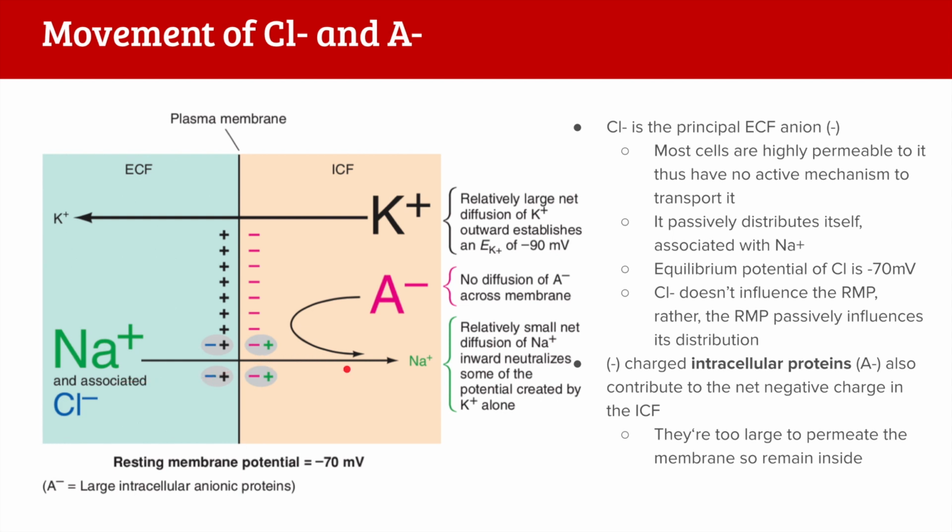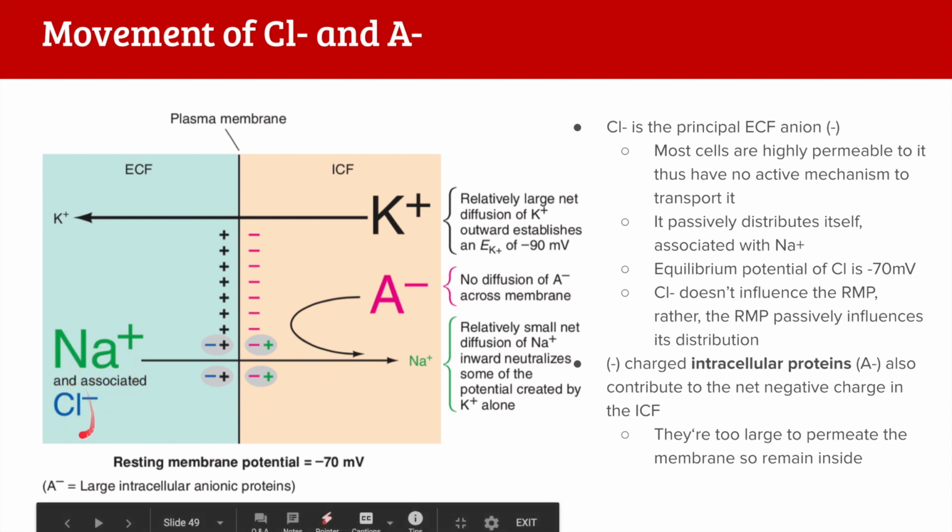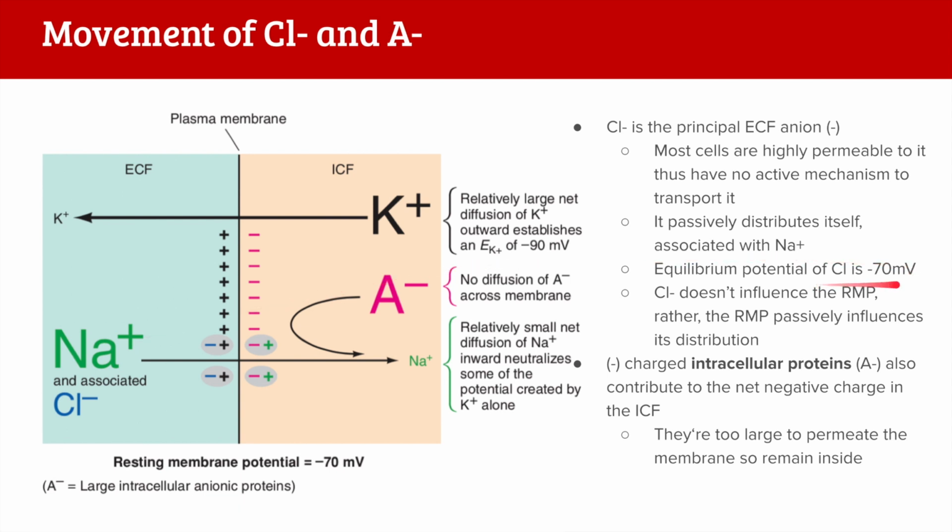So it passively distributes itself, and it's associated with sodium, obviously, because it's negatively charged and sodium is positively charged. You'll see that the equilibrium potential of Cl is negative 17 millivolts. So it's already at the resting membrane potential, but it doesn't really have an influence on the resting membrane potential at all. The resting membrane potential is mostly dependent on potassium and sodium concentrations. Rather, the resting membrane potential kind of influences where chloride goes in or out.